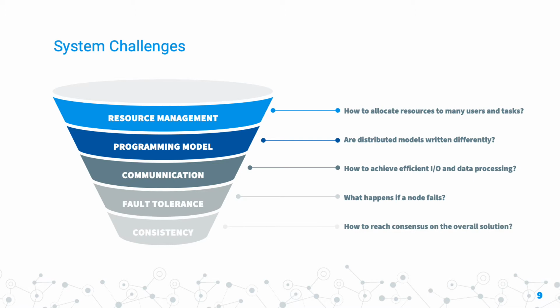Now, of course, consistency is also an important aspect. We need an algorithm that takes all of the small solutions of all of the workers and then reaches a consensus on the overall solution. So these are the system challenges that distributed machine learning faces.